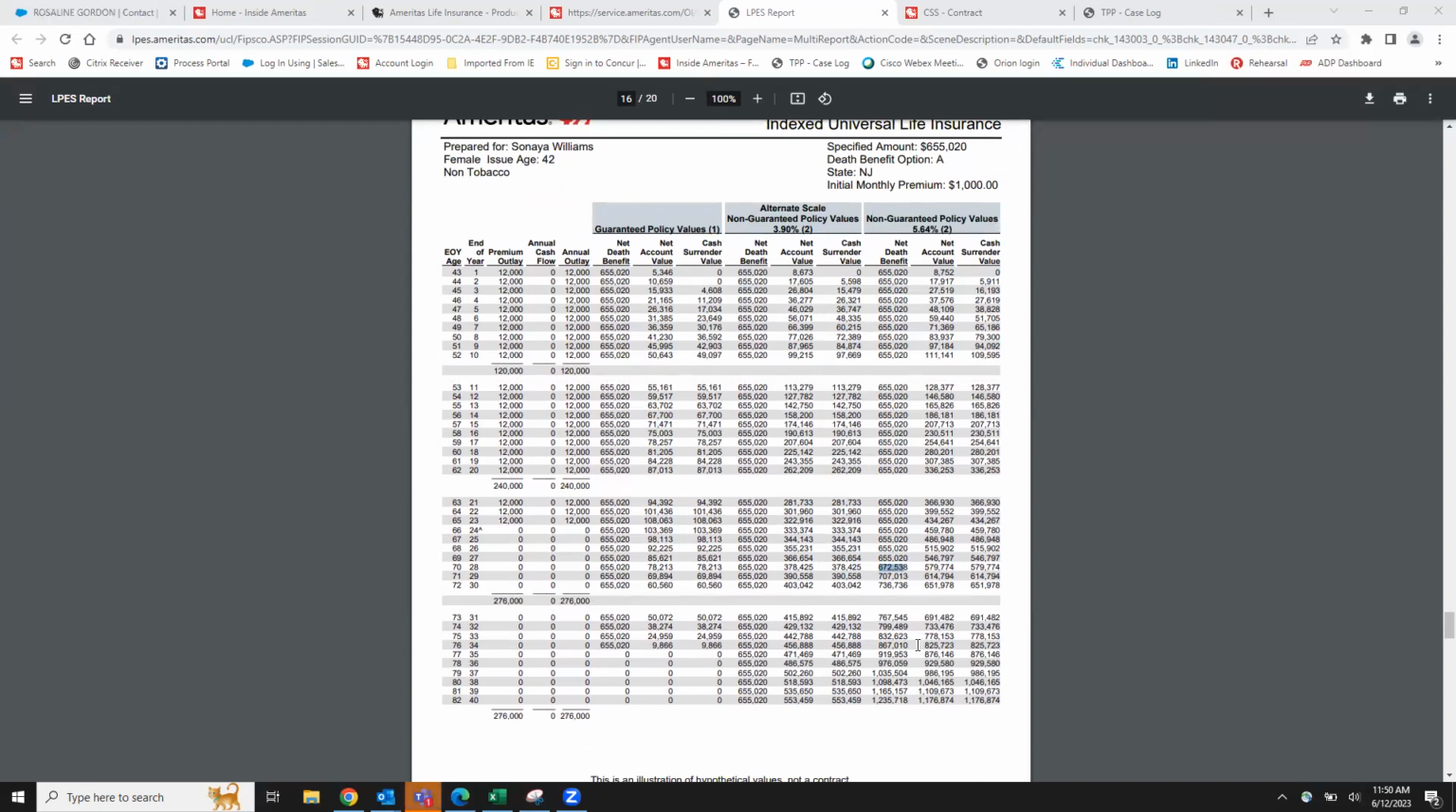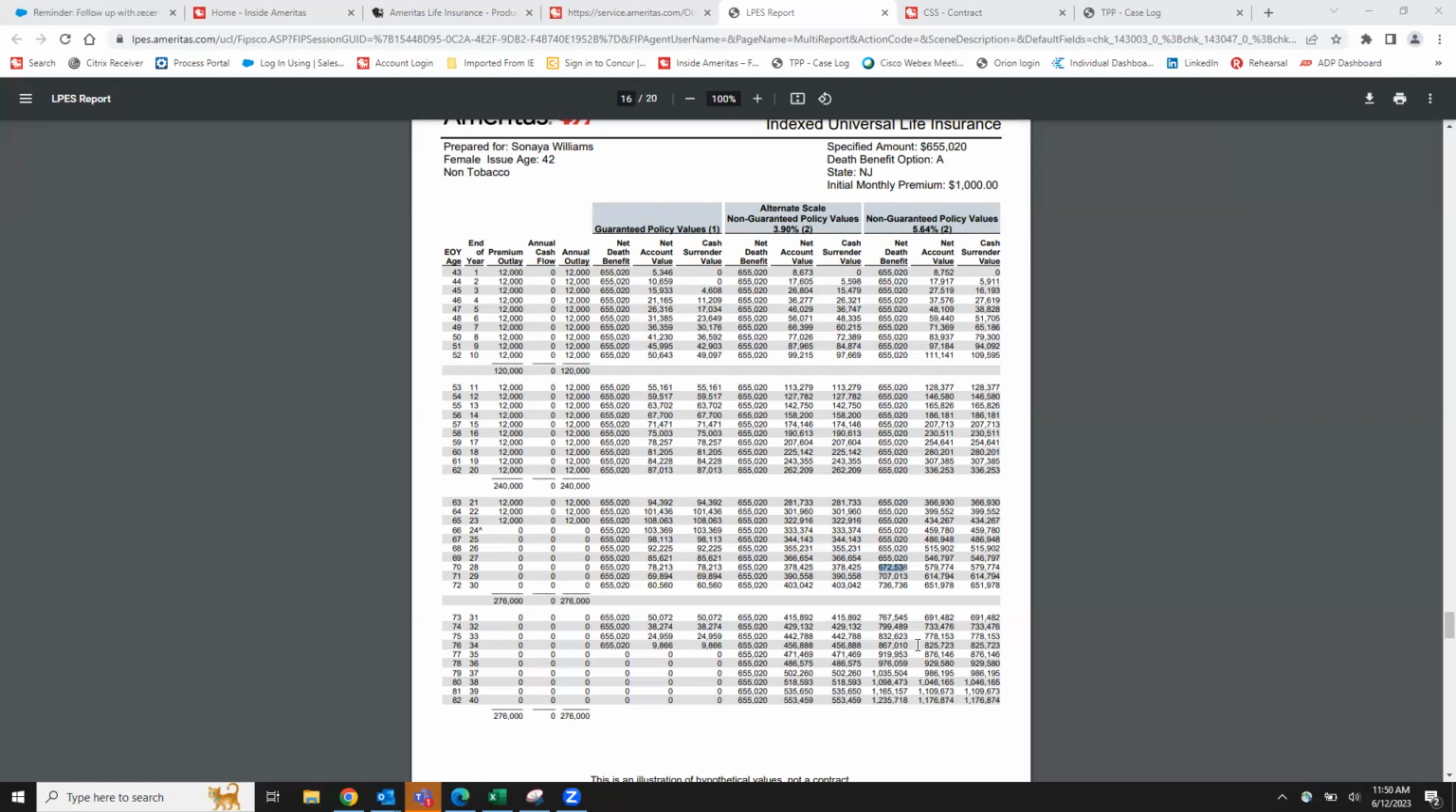Okay. So I'm looking at this, and the cash surrender value is really close to the account value, the net account value. So what is that? How do you interpret that? Would she have to surrender? Yep, let me tell you how this works.